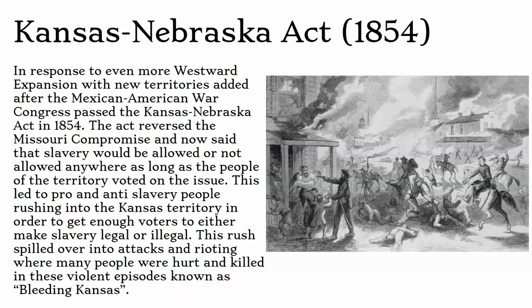This rush spilled over into attacks and rioting, where many people were hurt and killed in these violent episodes known as Bleeding Kansas. So they basically said, Congress in passing this law, that if you want slavery, you've got to vote in favor of it. So both sides were just sending people to the Kansas territory trying to get enough voters to vote for or against slavery. And Kansas eventually does enter the Union as a free state.